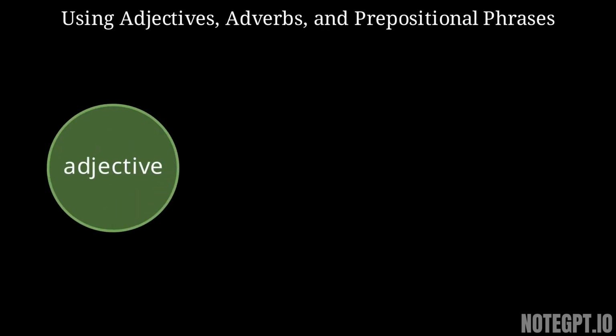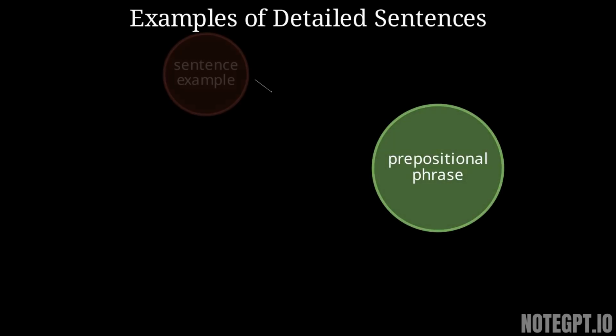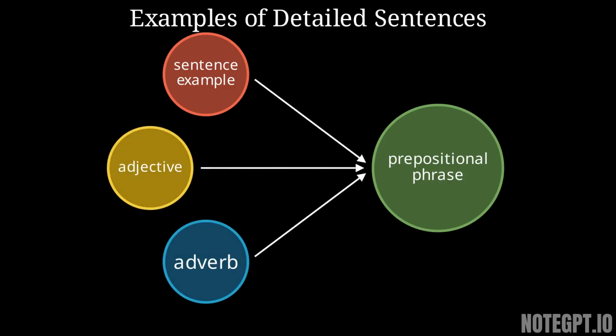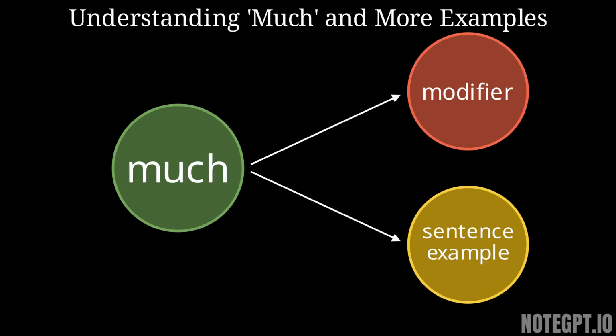We can provide even more detail by adding adjectives, adverbs, and prepositional phrases. Adjectives describe nouns, adverbs describe verbs, adjectives or other adverbs, and prepositional phrases can act as either adjectives or adverbs. For example, solar-powered electricity rarely costs much during the day. Here, solar-powered is an adjective describing electricity, rarely is an adverb describing costs, and during the day is a prepositional phrase describing when. The word much can function as an adverb, pronoun, or determiner depending on the sentence.